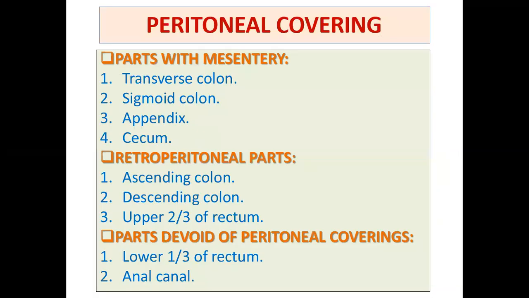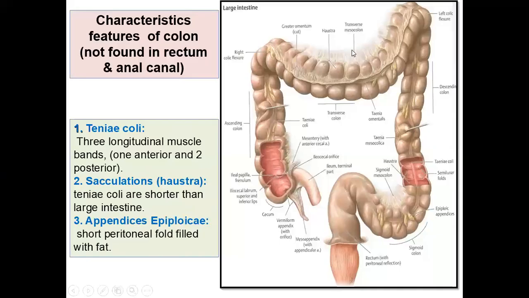Now coming to the peritoneal coverings, in the case of the large intestine, there are differences. The part which has a mesentery, that is the peritoneal fold, is the transverse colon, as you can see here. This part is the transverse colon, which has a mesentery. Here it is called the transverse mesocolon. Colon is the structure, and meso is the peritoneal fold. This peritoneal fold is called the mesocolon here. For the small intestine, it will be the mesentery.